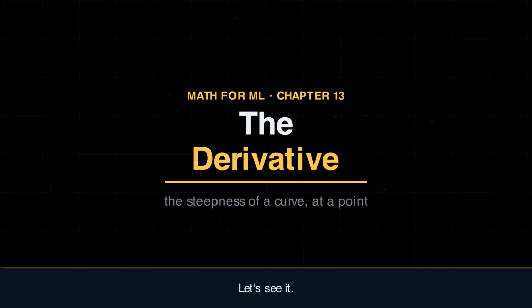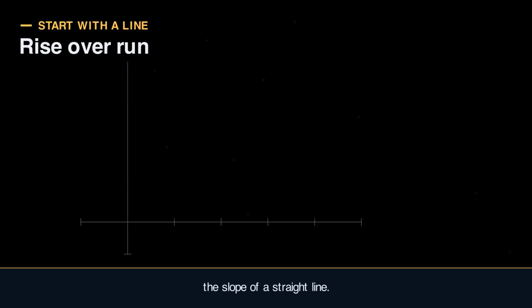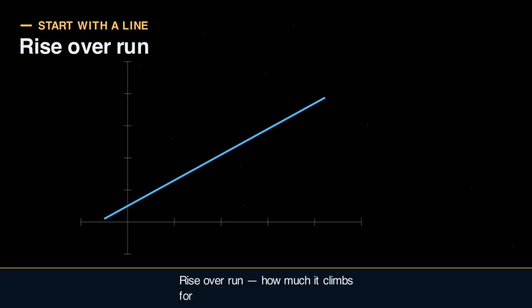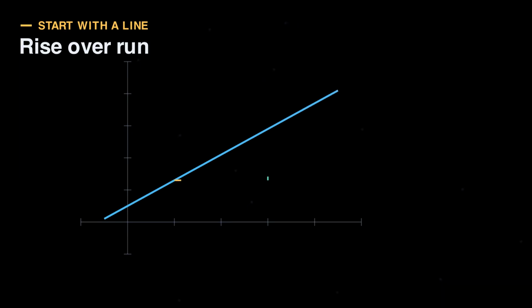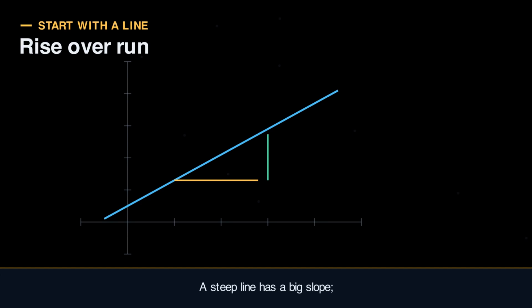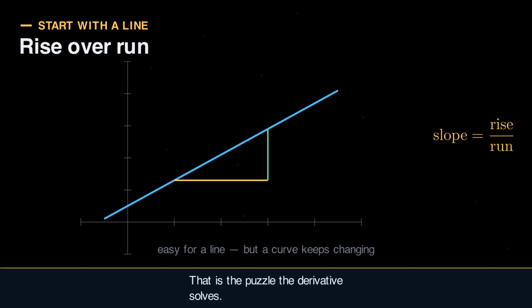Let's see it. Start with something you know, the slope of a straight line. Rise over run, how much it climbs for each step across. A steep line has a big slope, a flat line a slope near zero. Simple enough, but what about a curve whose steepness keeps changing? That is the puzzle the derivative solves.